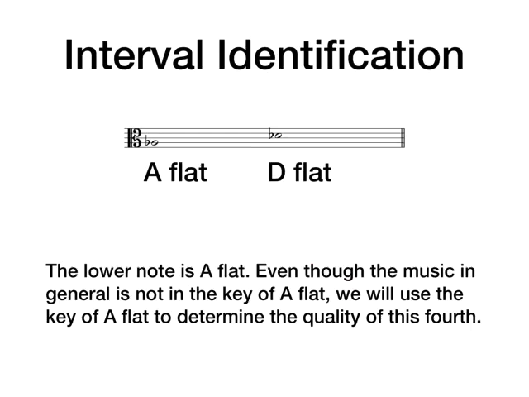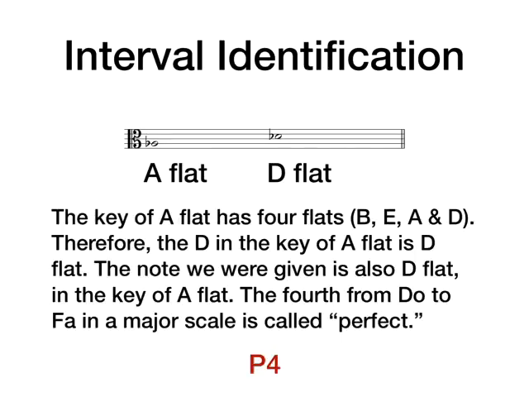The lower note is A flat. Even though the music is not in the key of A flat, we're going to pretend to be in the key of A flat for the purposes of determining the quality of this fourth. The key of A flat has 4 flats, B, E, A, and D. Therefore, the D that is in the key of A flat is D flat. And that's the note we have. The fourth from Do to Fa in the major scale is called perfect. And so here we have a perfect fourth.